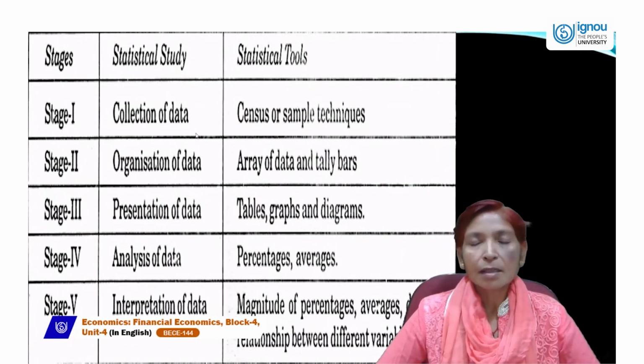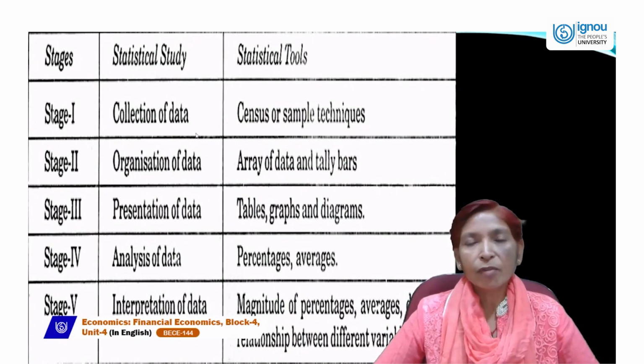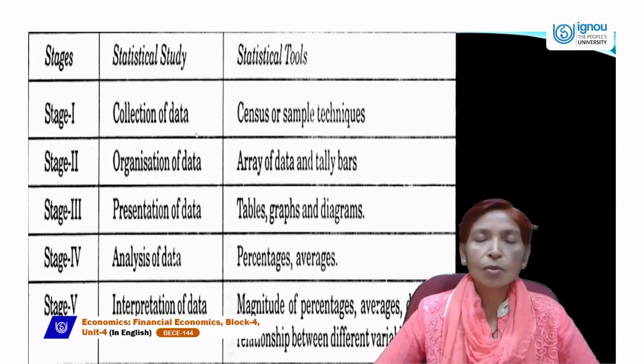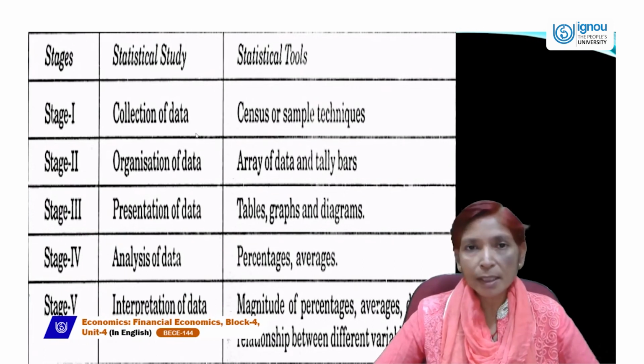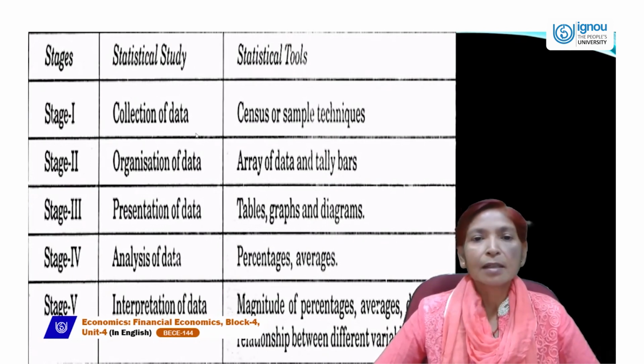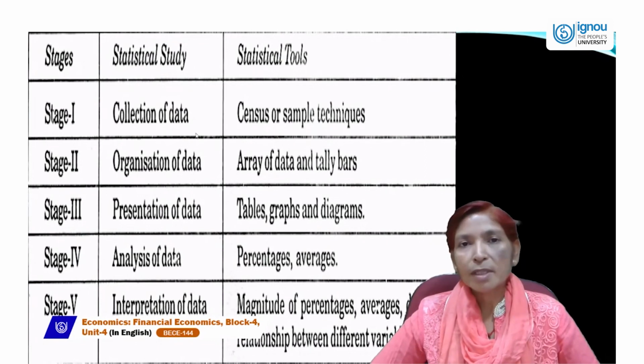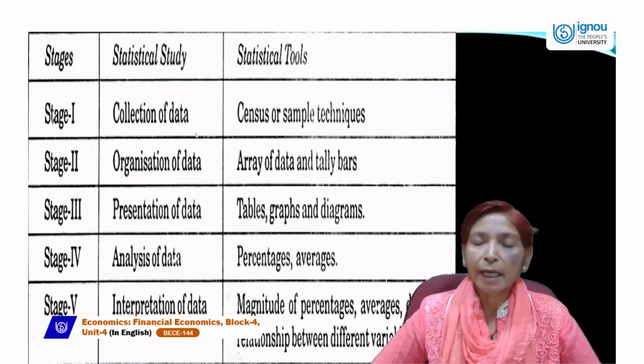Sampling technique is generally used in those areas or sectors where all the units are homogeneous. If there are heterogeneous units, then we must collect data through the census method. But census method is very costly and a very time-taking process. Sampling technique is very simple, less costly, and used by everyone because it is less time taking. That's why generally researchers or investigators prefer this sampling technique. So stage 1 is collection of data, in which we can use census or sample techniques.